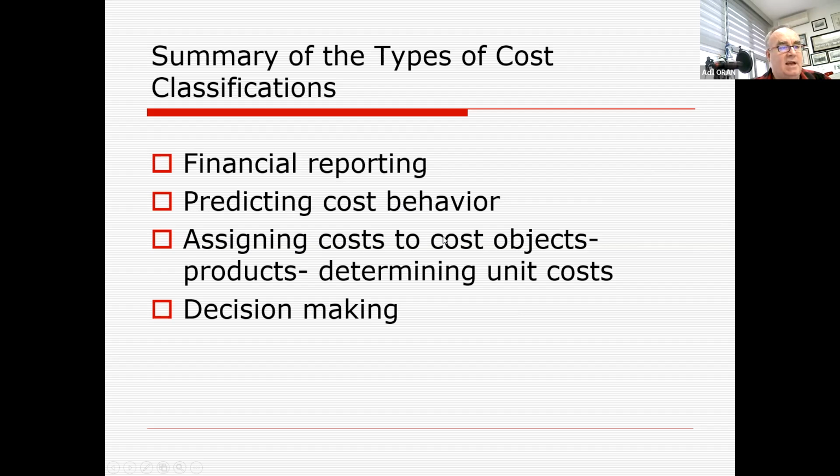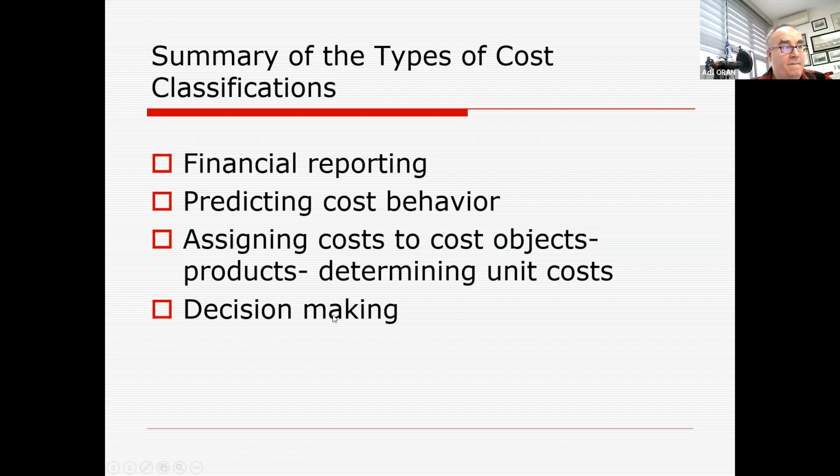Or if you want to assign costs to particular cost objects, how much does it cost to produce this particular mug? How much does it cost for this advertising campaign? How much does it cost to sell this product online versus in a store? These can all be different cost objects. And then for decision making, what are the relevant costs? What are the irrelevant costs is what you would prefer to have.